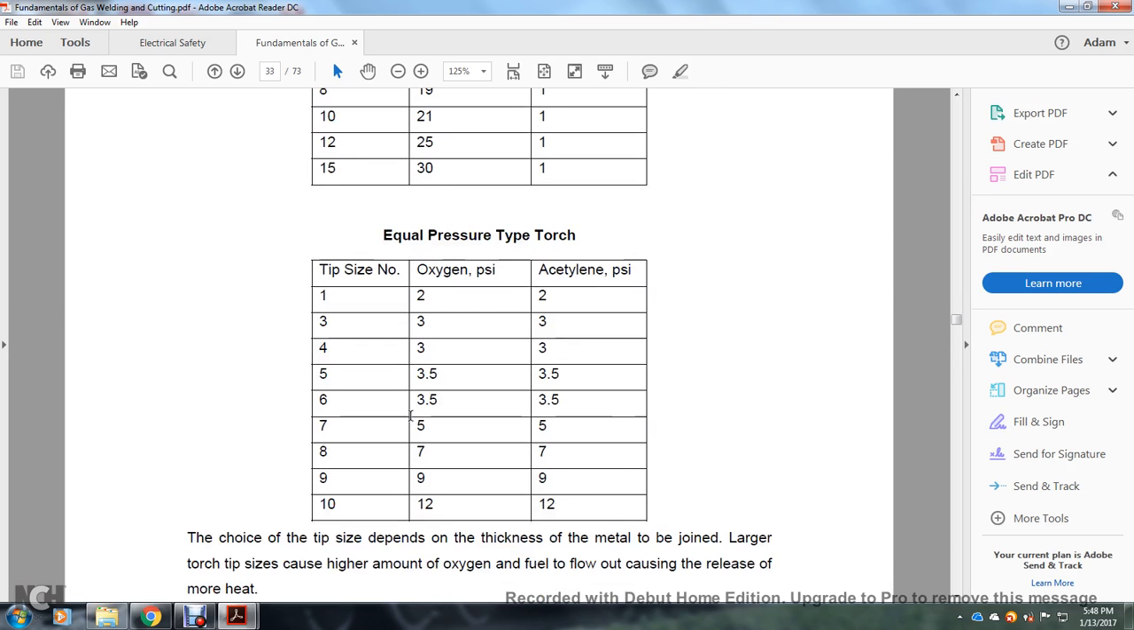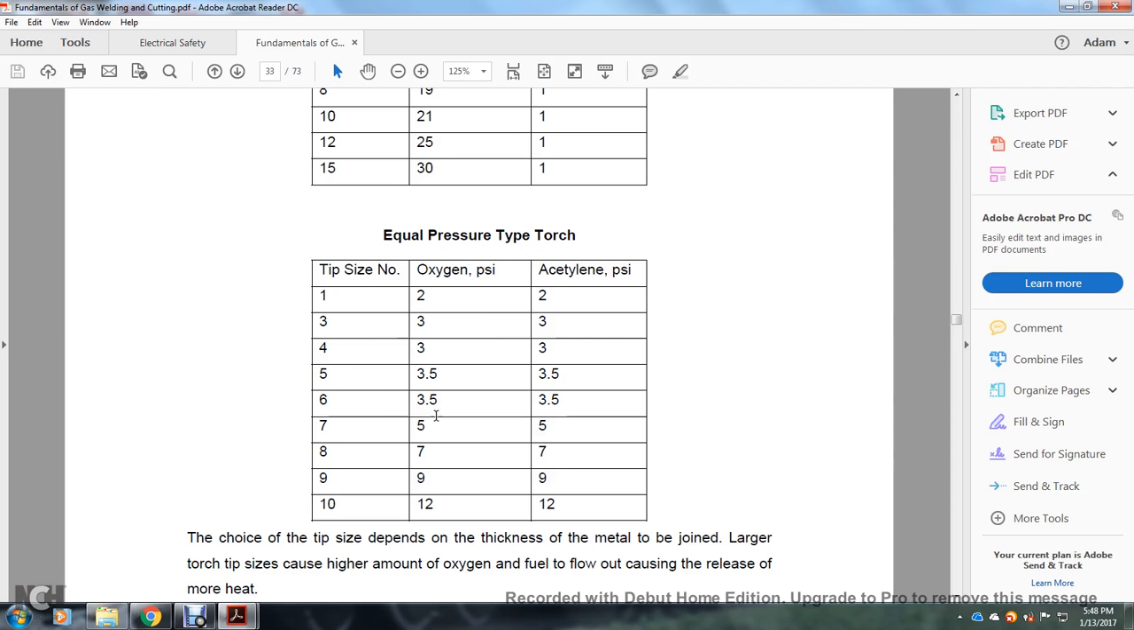Equal pressure type torches. Tip size number 1, oxygen psi 3, acetylene psi 3. Tip size number 4, oxygen psi 3, acetylene psi 3. Tip sizes number 5 and 6, both oxygen psi and acetylene psi at 3.5.